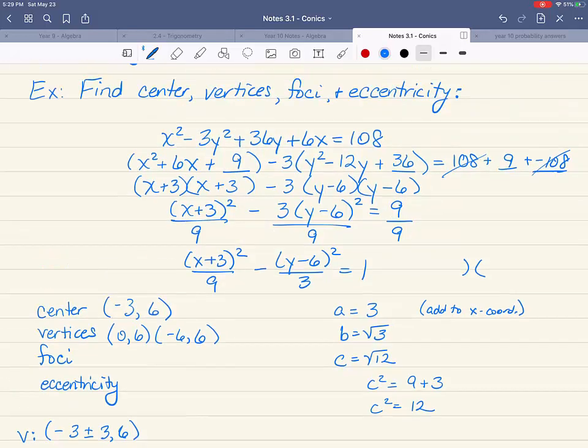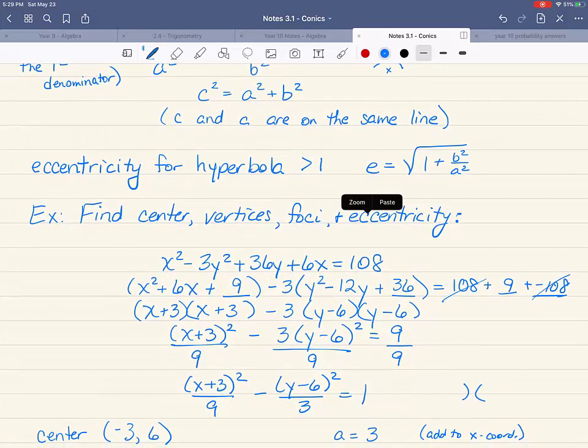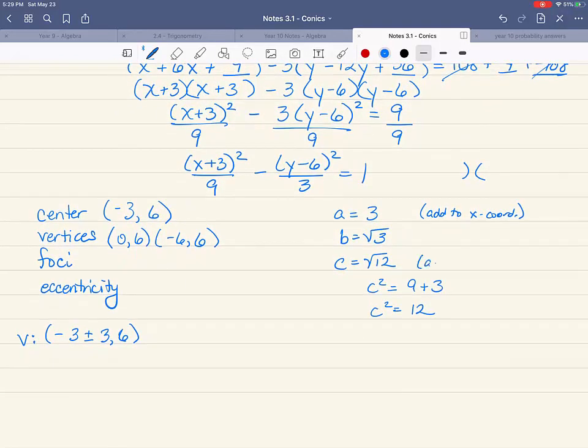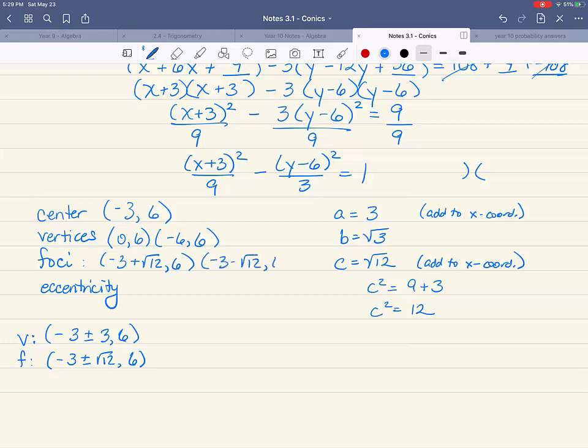A and C, I wrote up here, are on the same line. So whichever you added your A coordinate to, you also add your C coordinate to. So we add this to the x coordinate as well. So that means it's going to be negative 3 plus or minus the square root of 12 comma 6. Now, I can't add those two values together, so I can just write it as negative 3 plus the square root of 12 comma 6 and negative 3 minus the square root of 12 comma 6. Just separate them into two separate sets of brackets.